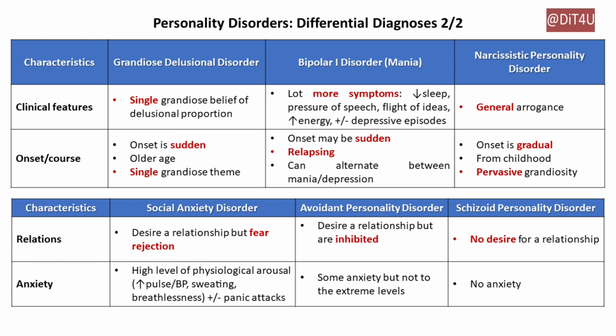Schizoid personality disorder, unlike these two, they have no desire for relationship at all. They're very, very comfortable being by themselves. Anxiety in social anxiety disorder, obviously it's an anxiety disorder. Therefore, you have high level of physiological arousal such as heavy pulse, BP, sweating, breathlessness, may be associated with panic attacks as well. Avoidant personality disorder, there is some degree of anxiety, but not as extreme as in social anxiety disorder. Schizoid personality disorder people, they're not anxious. They like to be on their own, and if they are on their own, they do not experience any anxiety.